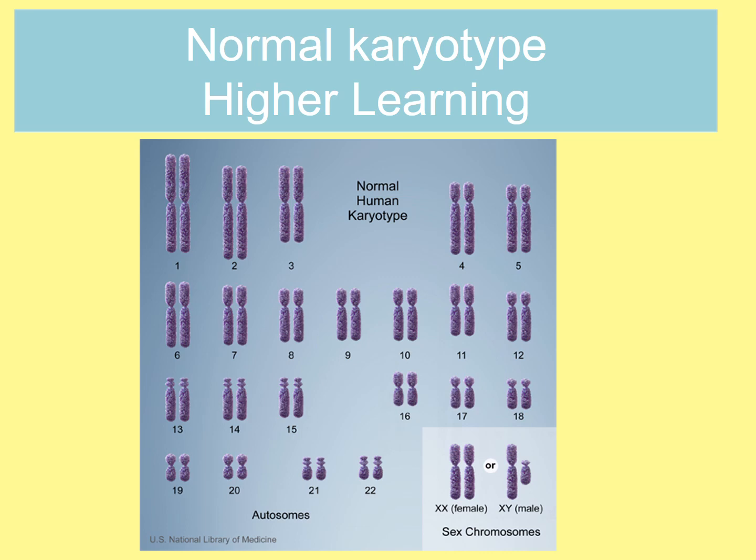On the screen in front of you, we have what we would class as a normal karyotype. 46 chromosomes arranged as pairs. Chromosomes 1 to 22 are the same for males and females, and are called autosomes. The 23rd pair differs, with females having what we call homologous pairs, they match each other, and males having non-homologous pairs, an X and a Y.